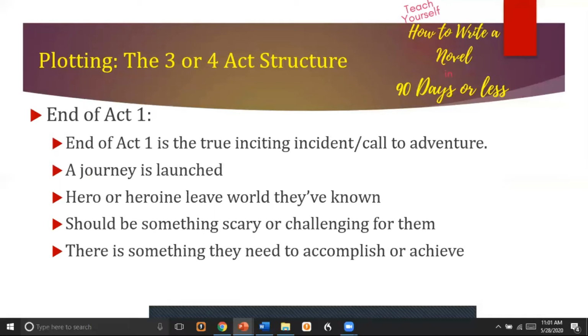The end of the first act happens when they do receive their call to adventure. So when something happens that actually makes them leave their old life and really embark upon a journey or an adventure, they're leaving the world they've known. There's something scary and challenging that they need to face or accomplish or achieve. So let's use an example.